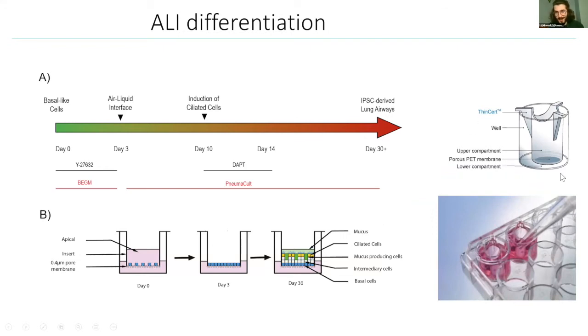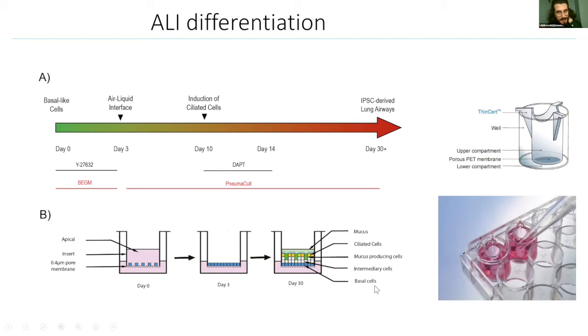So these inserts actually have a porous PET membrane, which allows 2 compartments to take place within the well. What we do is we plate the basal cells on the apical side, and once it reaches confluency, we remove the media from the apical side, inducing an air-liquid interface differentiation. And then we feed PneumaCult media, and at day 10, we supplement with a little bit of DAPT to enhance ciliogenesis, and we obtain a beautiful model which has ciliated, mucus-producing cells, intermediary and basal.